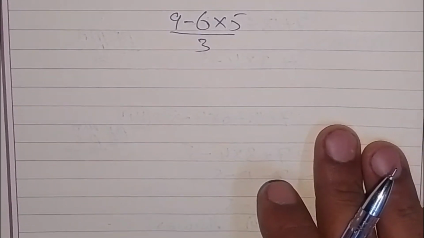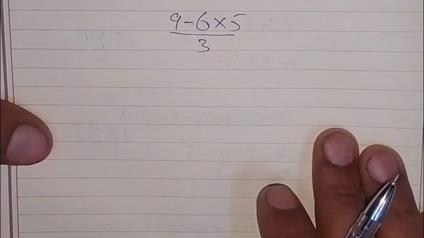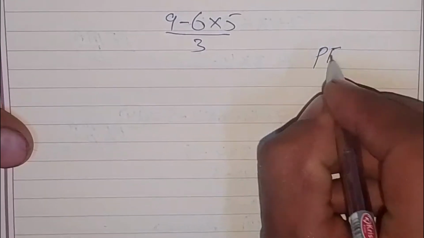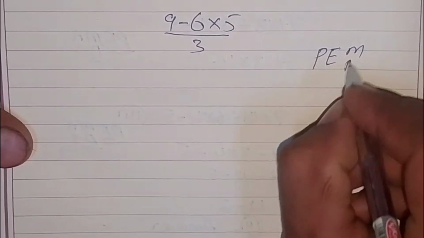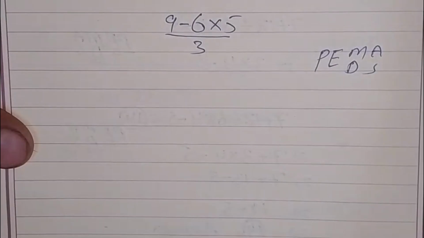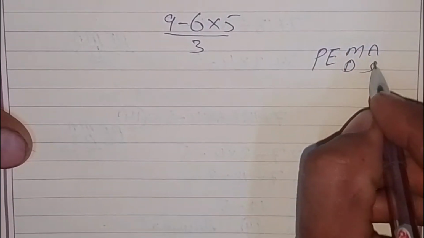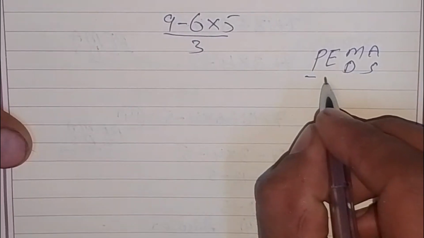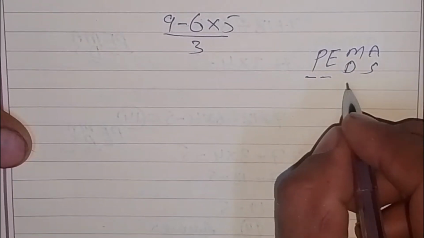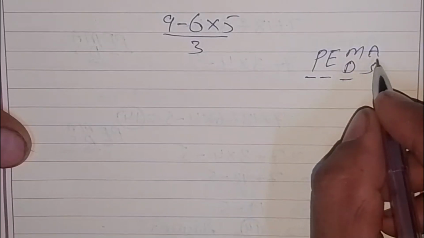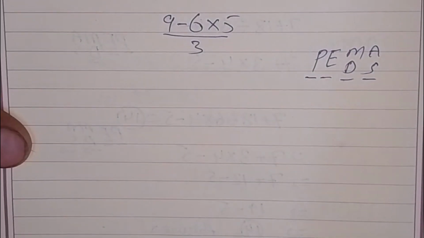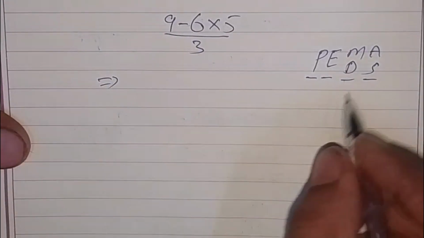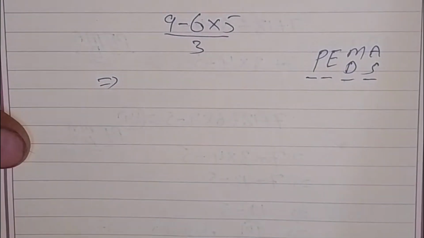Today we find the value of this fraction. Now we solve it by the rule of mathematics PEMDAS. According to the PEMDAS rule, first of all we solve parentheses, then exponent, then multiplication and division, and then addition and subtraction. Now we solve it by the rule of mathematics PEMDAS.